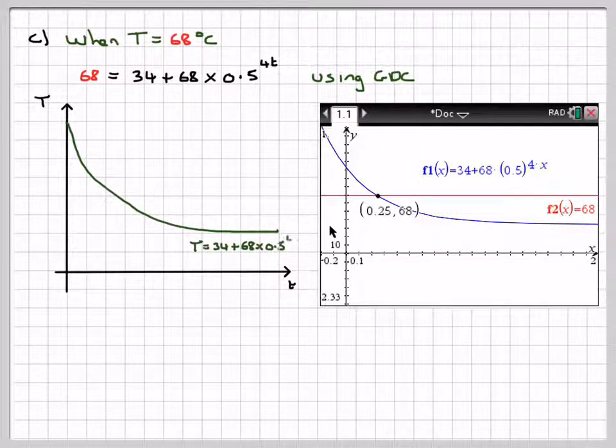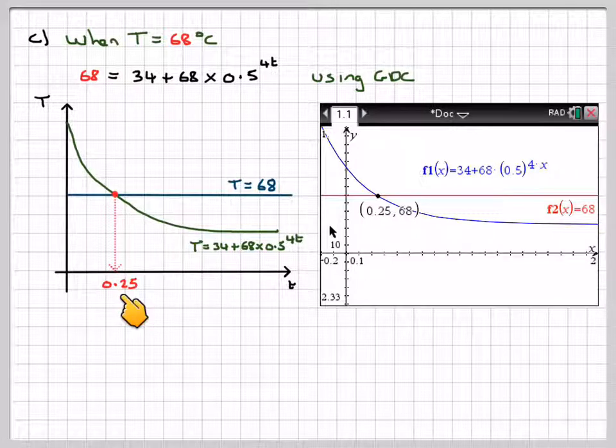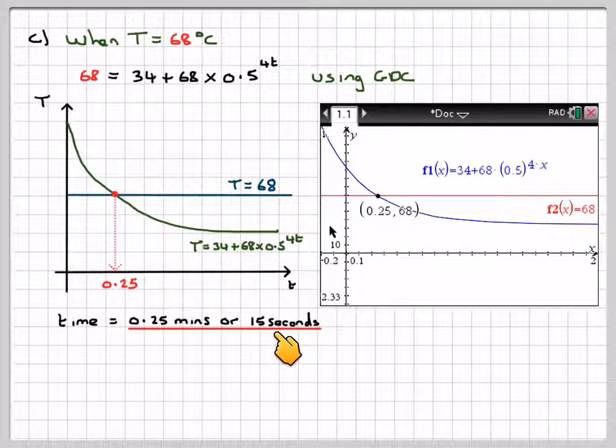Now on an IB question, having done it on the calculator, you would be expected to draw a graph. So just a sketch of the graph. Make sure you label the axis small t and big T. Draw the graph and label it. Draw on the other one, which is T is equal to 68. Mark on the point of intersection and read off here. Now this is 0.25 minutes. So quarter of a minute, which is equal to 15 seconds.